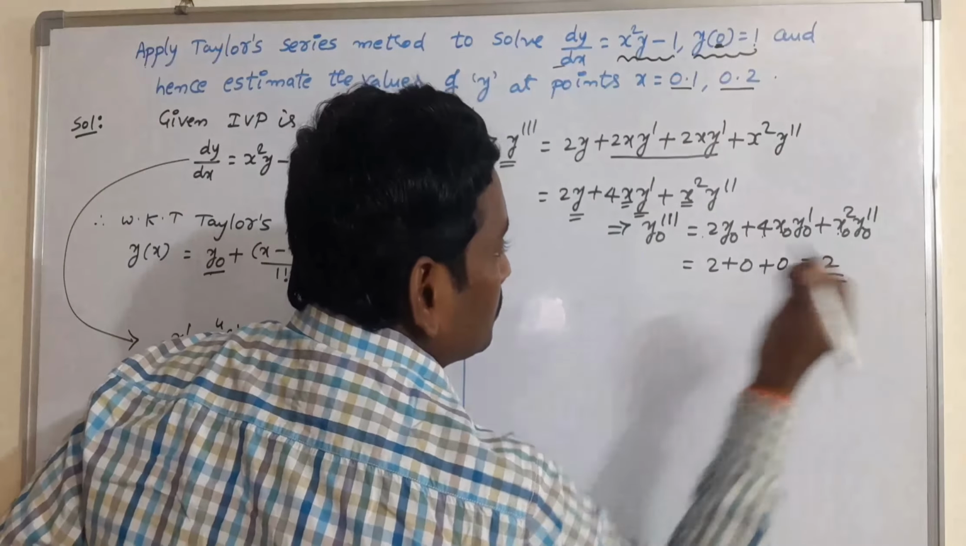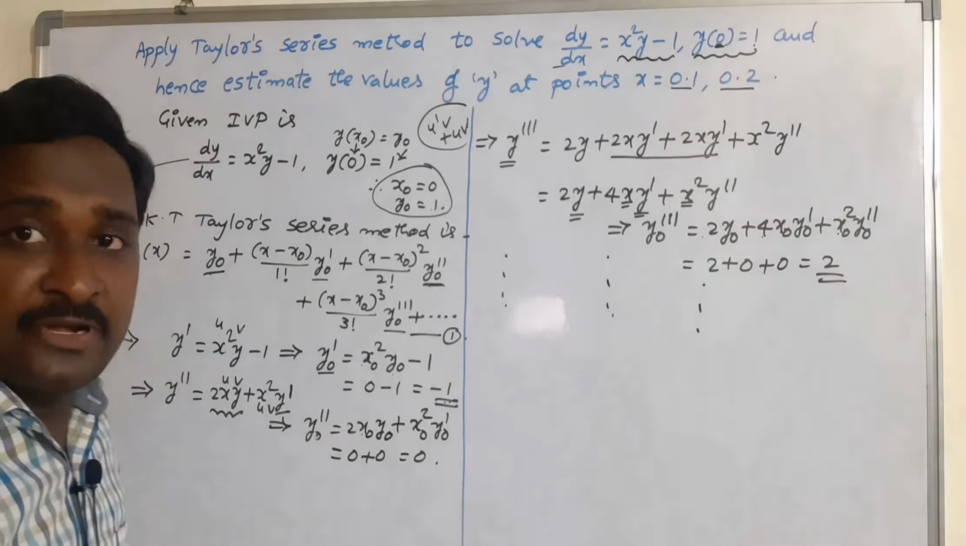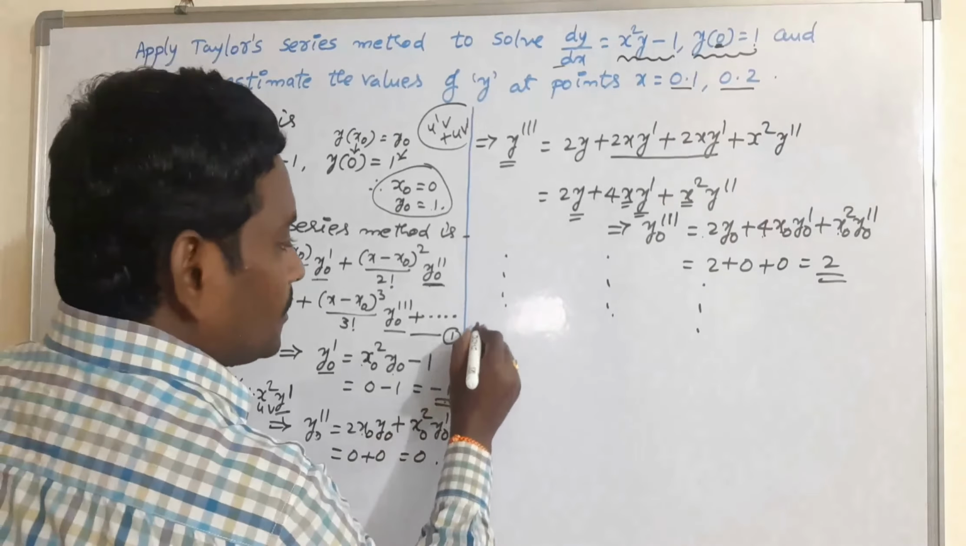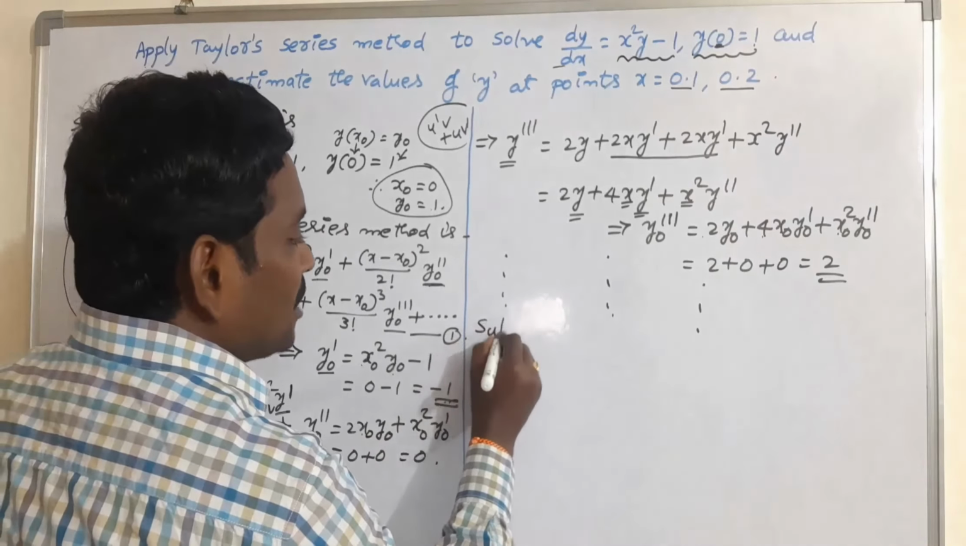So substitute all these values. It is not necessary to find out all derivatives here. You have to find out at least 3 derivatives. Okay. Substitute all these values in 1. You will get the solution for the given initial value problem.